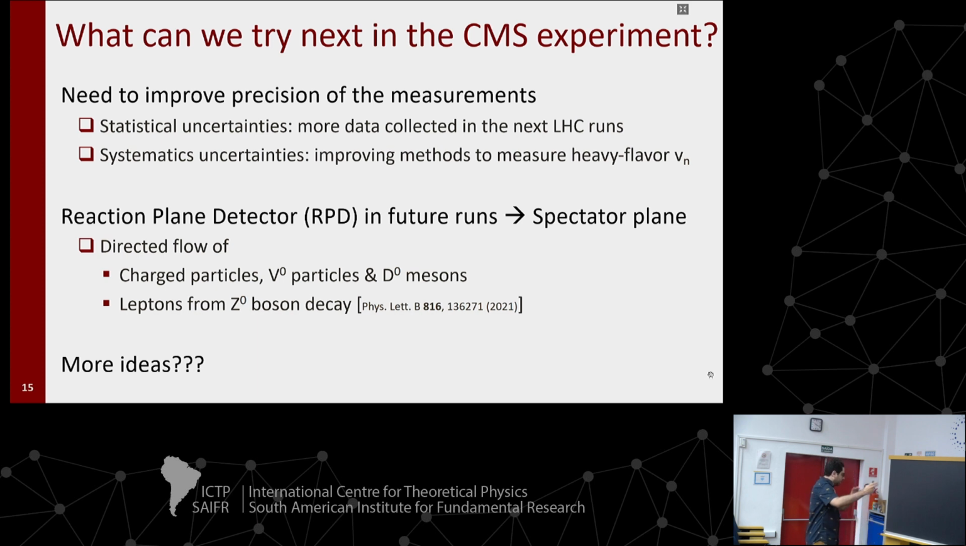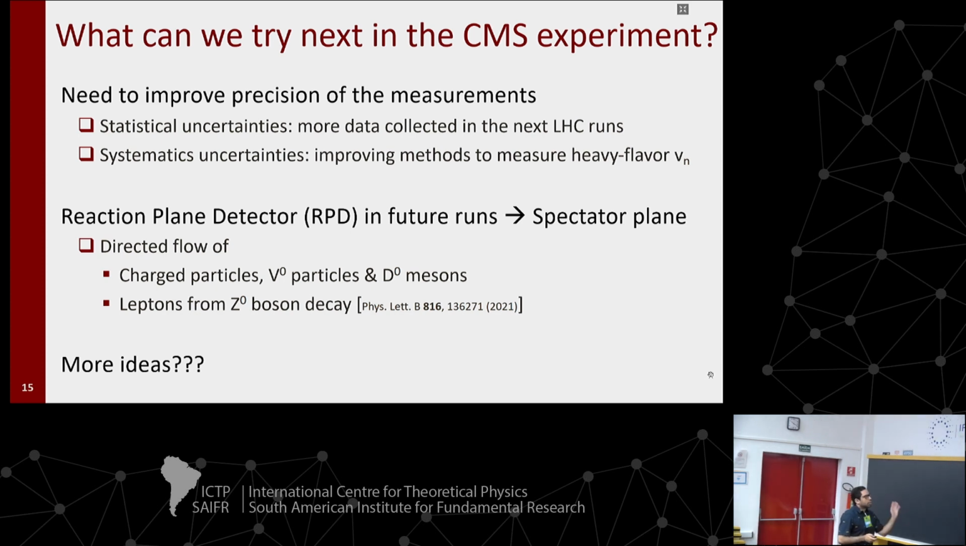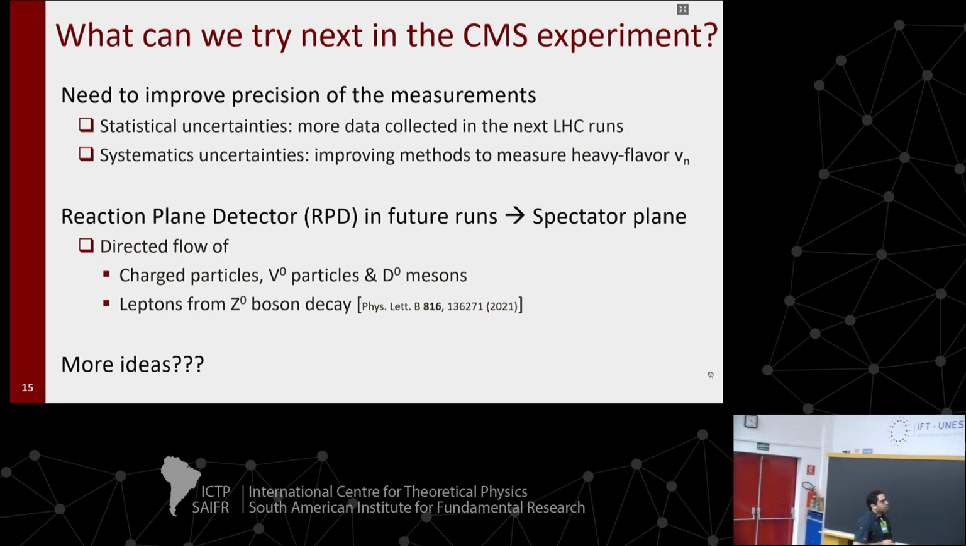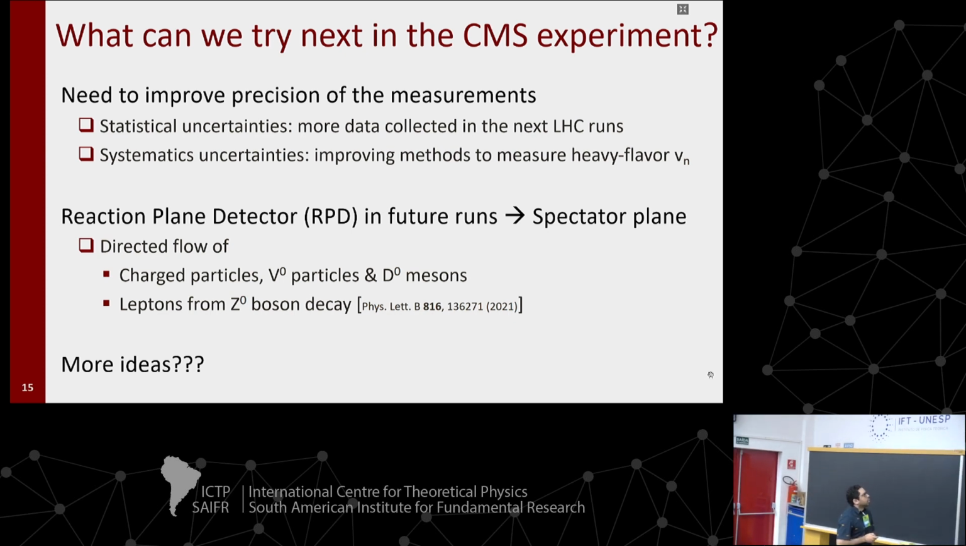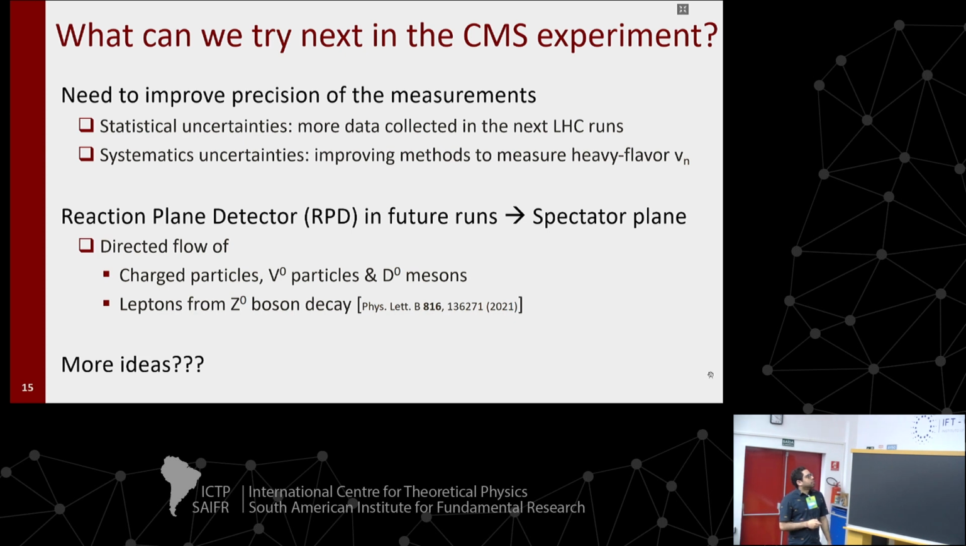Where we can do, like Alice is doing, the delta V1, and this should be done for all the particle species. There are some interesting theoretical studies also based on the delta V1 of the leptons from Z boson decay. I put it here, and I'm not entering into details, but this should also be interesting to be measured. But again, it's V1, so I need to use the spectator plane.